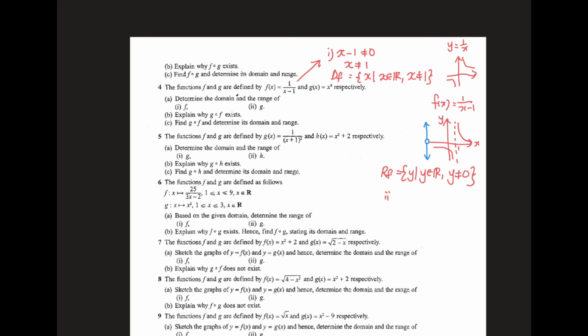Part 2, function g(x) = x cubed. Okay, so basically for x cubed, x can be any value, so all real numbers can be accepted, no matter whether it's a positive or negative value, you can just raise it to the power 3. So the domain of g is x such that x is a real number. Then after that we sketch the graph of x cubed. So we realize that the graph is like this.